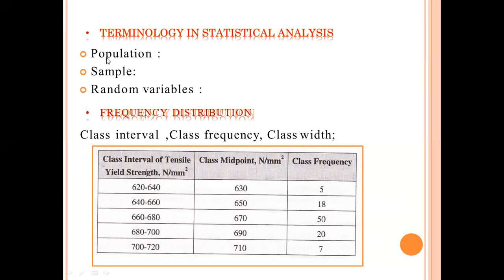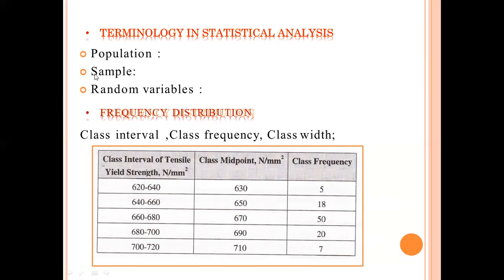Population is nothing but the entire amount or number of components. For example, the Indian population is 100 crore, so that will be considered as a population. Then sample: if a number of components are selected from the population for a test, it is called a sample. So for example, out of 100 crore population, we select 1000 samples for analysis.